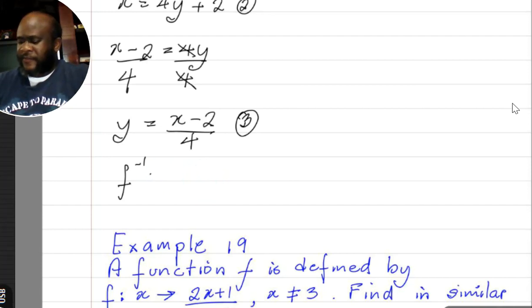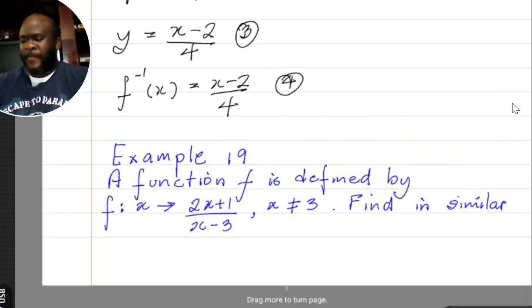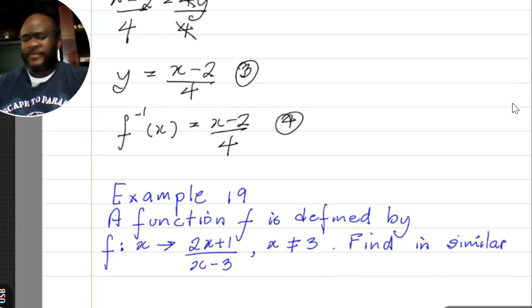F inverse of x is equal to x minus 2 over 4. This is step 4, the 4-step method. All right, and we learned that from CSEC. Ensure that you rehearse it so that you remember it at all times.